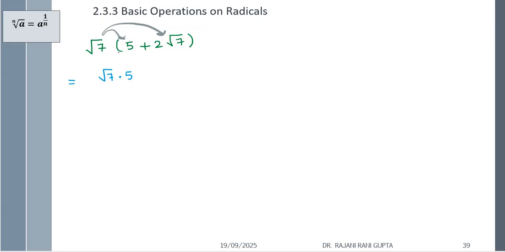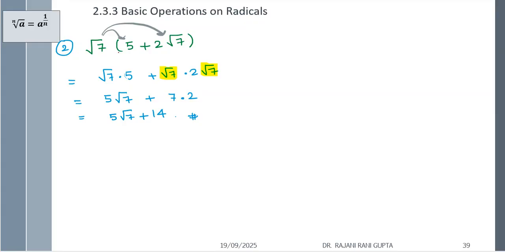So you write like this: root 7 multiplied by 2 root 7. It is always good to write the number before. So you can write it as 5 root 7 plus. Now if you look at this root 7 and root 7, this will give you 7 multiplied by 2. You write 7 multiplied by 2 or 2 multiplied by 7, it's the same. So 5 root 7 plus 14. This is the solution for this. Let's move to the next question.